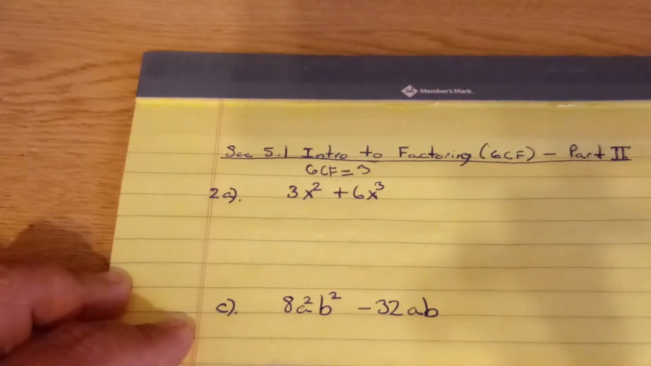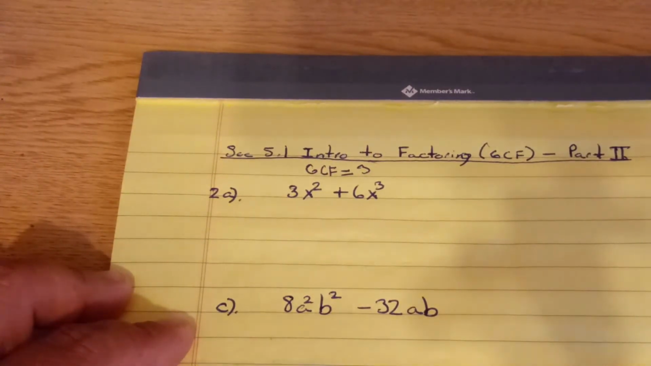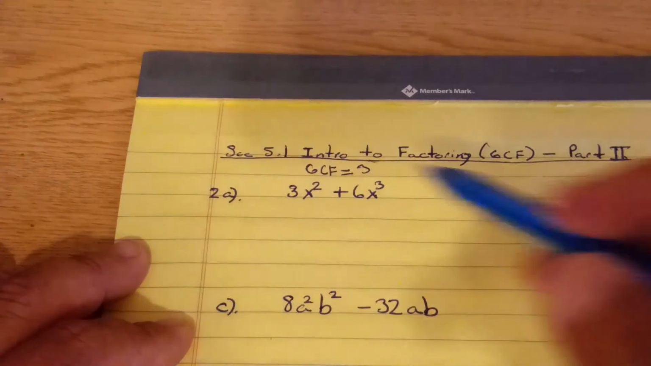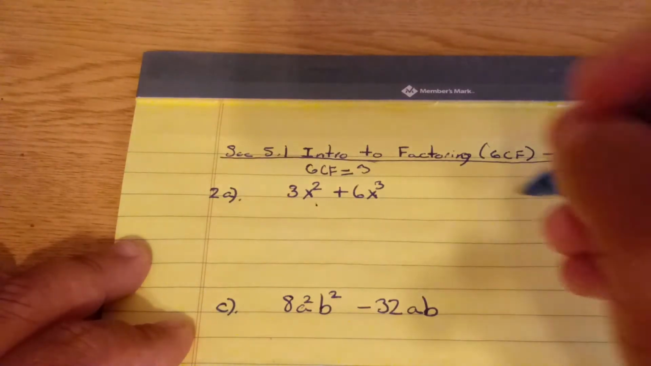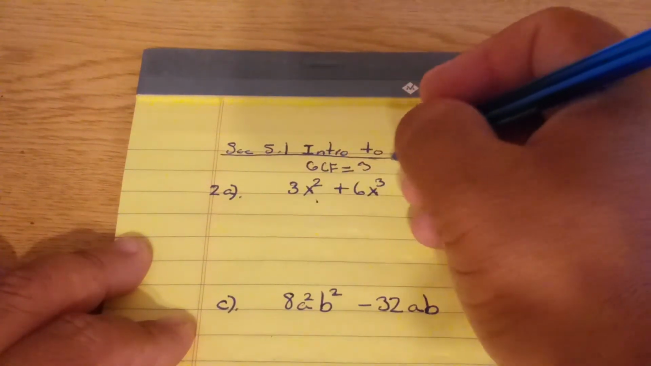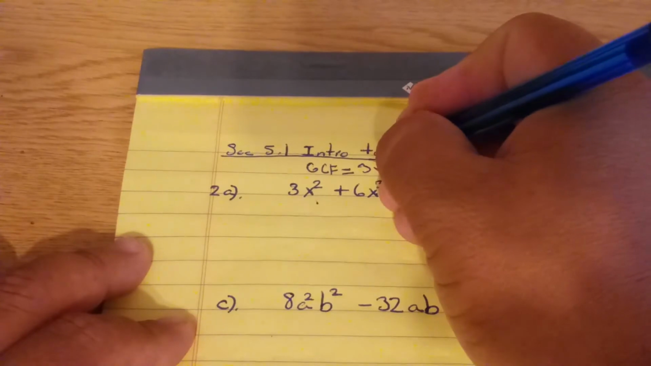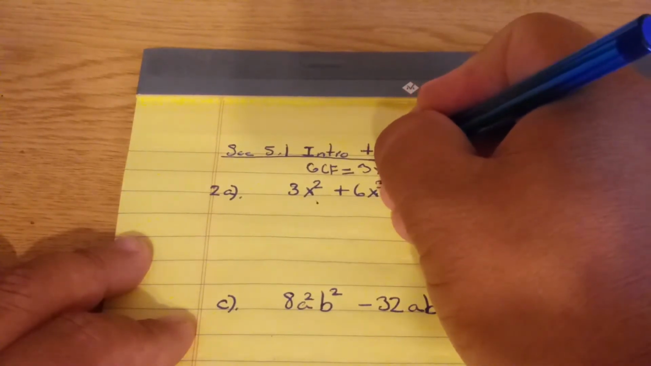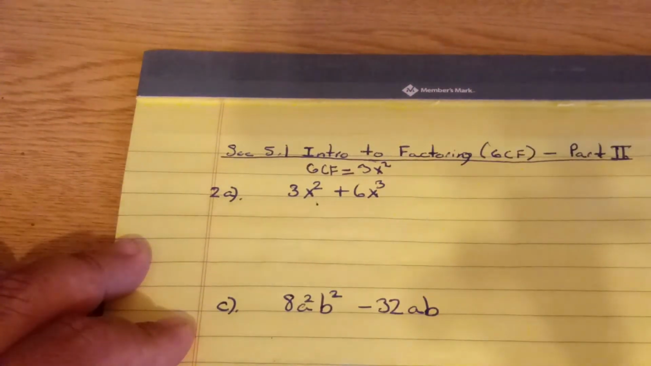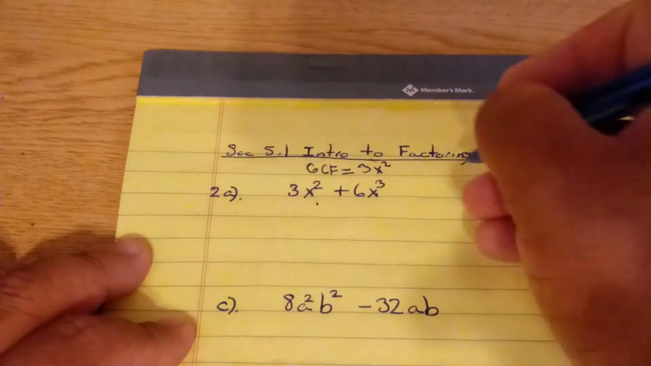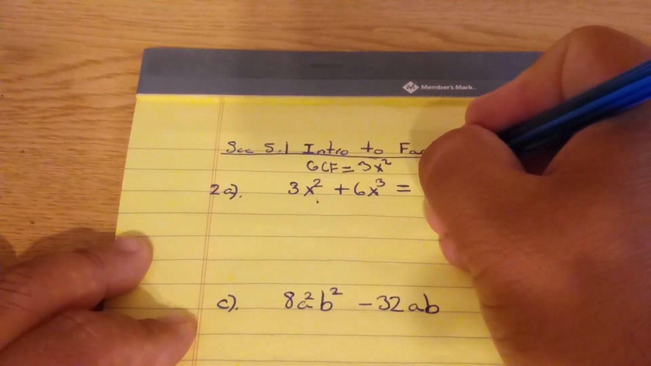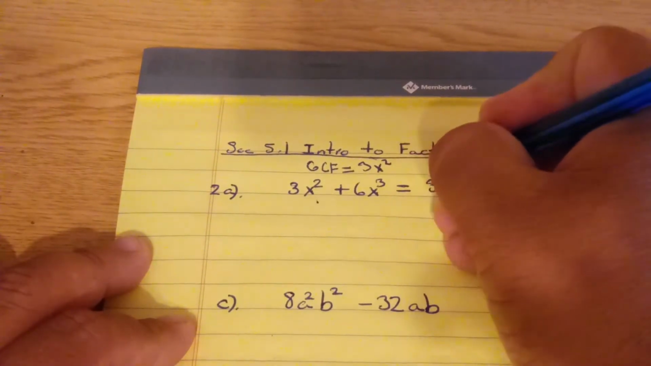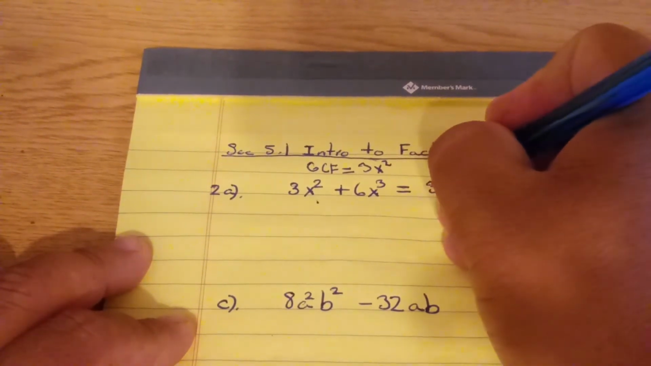But that's not the only GCF that we have in common. If you take a look, both of these terms also have the variable in common. So once again, keep in mind that when you're dealing with the variable, we're choosing the smallest power. So in this case, the smallest power here is x squared. So that is our GCF for this one. So first things first, always identify your GCF. So that's what we're going to factor out, the 3x squared.